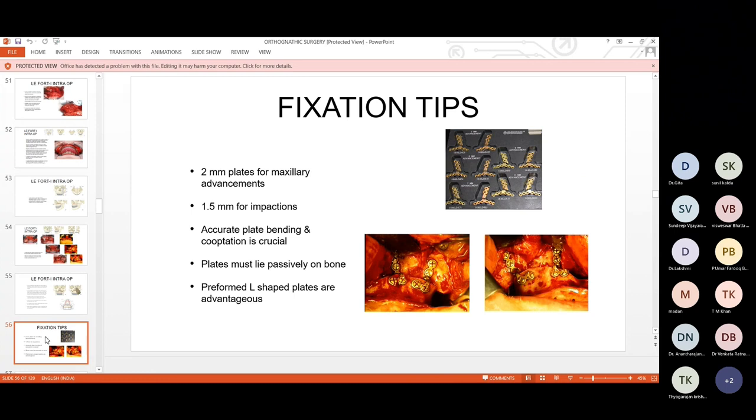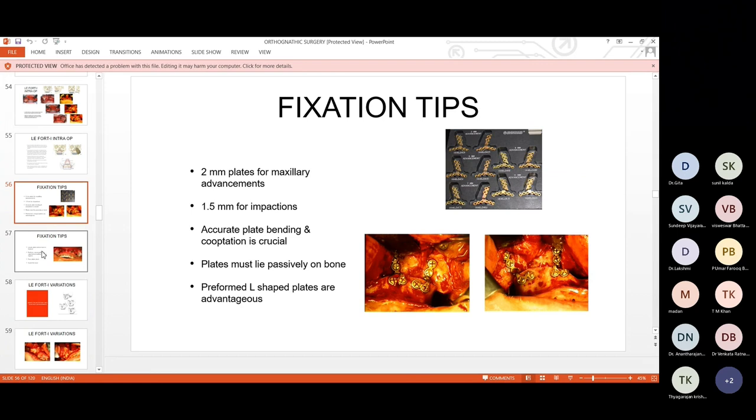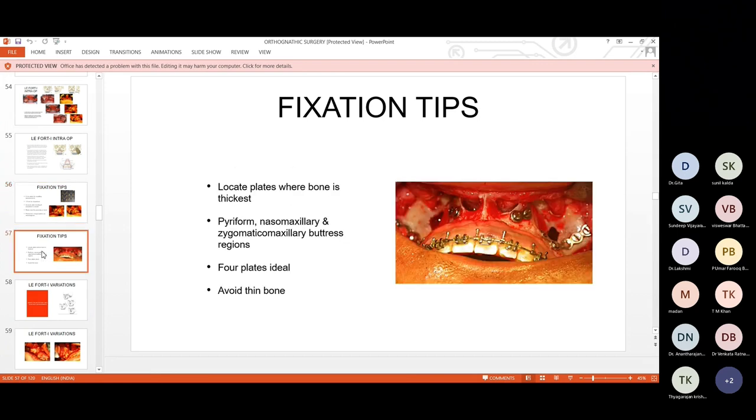Preformed L-shaped plates, as you can see here, are much better and advantageous. Because if we try to bend them, we can do that, but sometimes it can cause an implant failure here due to the breakage of this at some time, unless it is of a very good quality titanium.